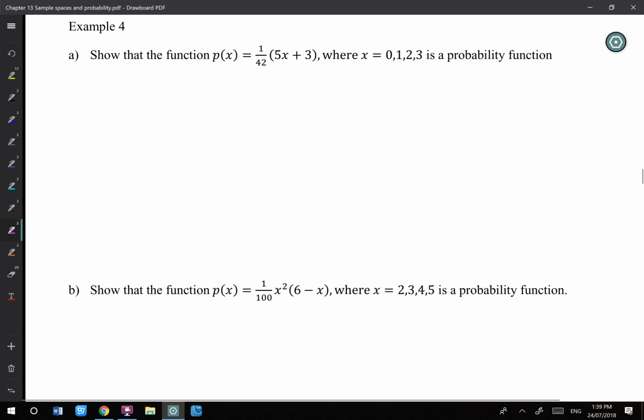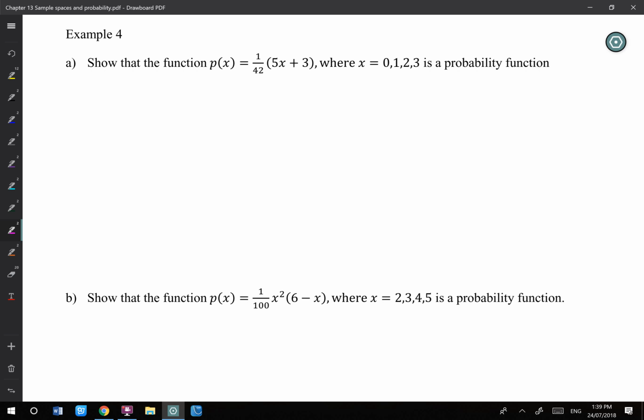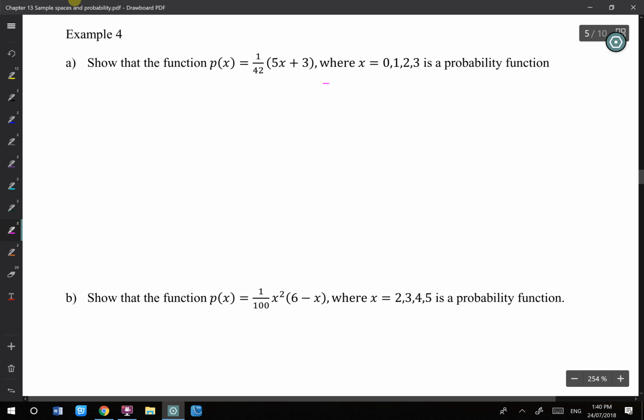Okay, let's have a look at example 4. Example 4, show that the function p(x) equals to 1 over 42 (5x plus 3), where x can be 0, 1, 2, or 3, is a probability function. It's the same as how we test for a probability distribution table. What we can do here is, as I said, you can always convert things back into a table.